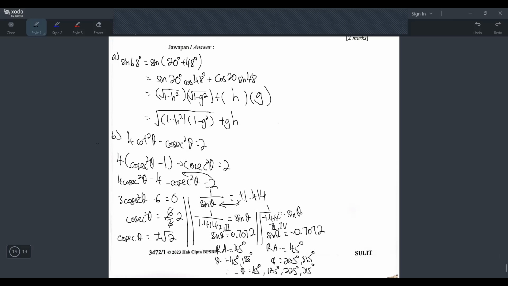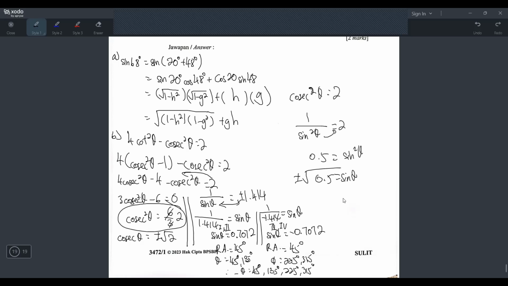Okay, actually there's a better way to write this, right? Just now I mentioned to you, this is cosec square theta equals 2, right? You can actually write like this: 1 over, because cosec is 1 over sine, right? So you write 1 over sine square theta equals 2, then you move it over and it becomes sine square theta equals 0.5. And then sine theta equals plus minus square root 0.5. And then it will be sine theta equals plus minus 0.7071.